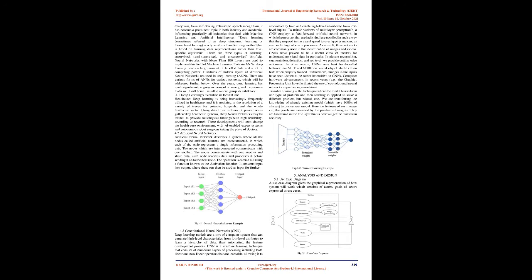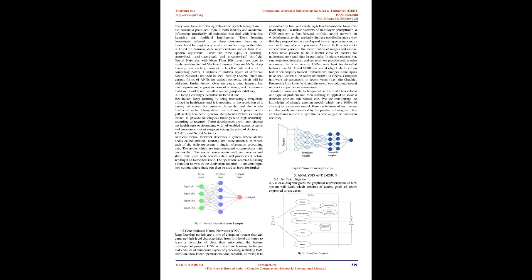Deep learning, sometimes referred to as deep structured learning or hierarchical learning, is a type of machine learning method that is based on learning data representations rather than task-specific algorithms. There are three types of learning: supervised, semi-supervised, and unsupervised. Artificial neural networks with more than 100 layers are used to implement this field of machine learning.